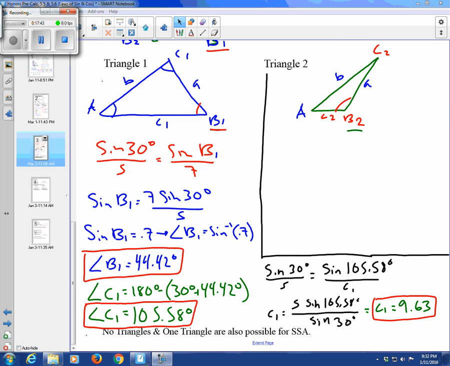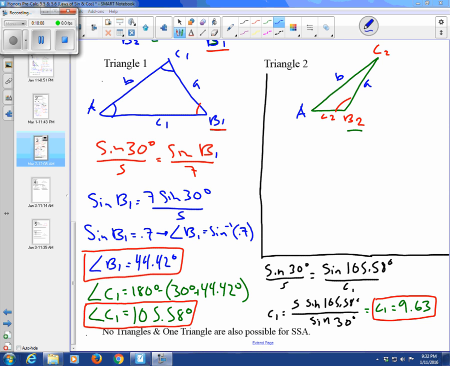Okay, so solving for B1, we can go ahead and solve for sine of B1. That'll give us sine of B1 equals 7 times sine of 30 degrees over 5, because we, of course, multiply by 7 on both sides. That gives us 0.7. And then right here, applying inverse sine to both sides, we get angle B1 as 44.42 degrees.